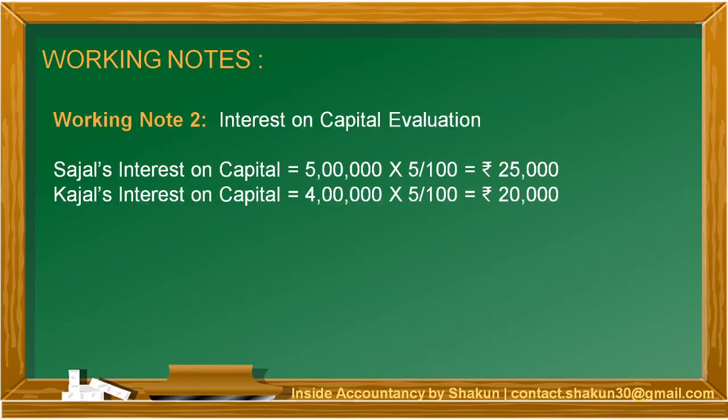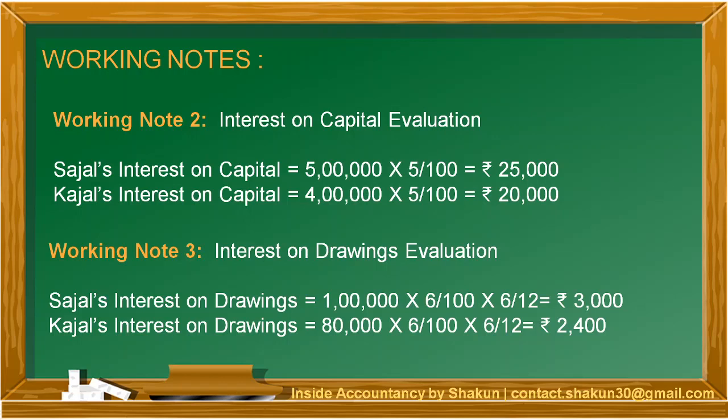The second working note relates to the interest on capital evaluation. The capital was given in the question as 5 lakh and 4 lakh respectively. Interest on capital was to be provided at the rate of 5%. Therefore, Sajal's interest on capital is 25,000 and Kajal's interest on capital is 20,000.